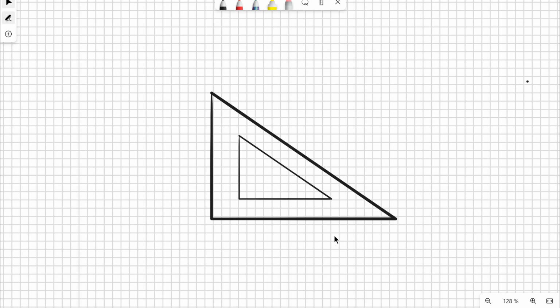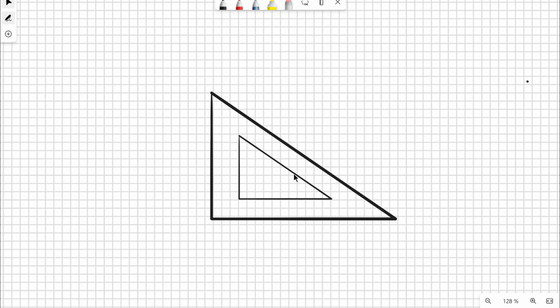Did you see any similarity between those triangles, the bigger and the smaller? Of course, they have similar shape. You may wonder, why are they so similar, or similar in shape?